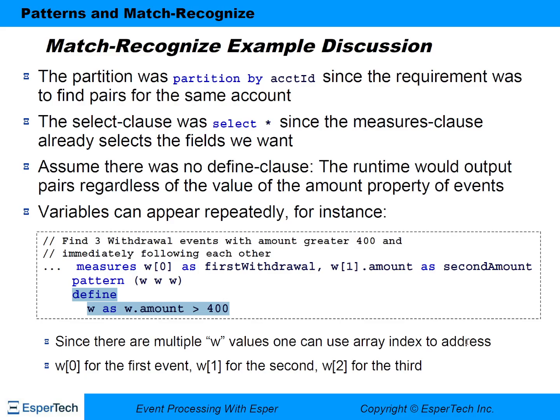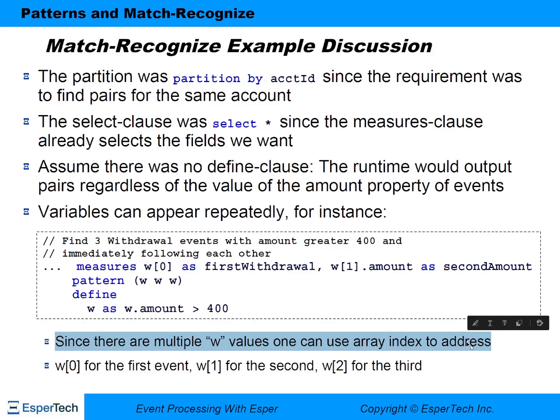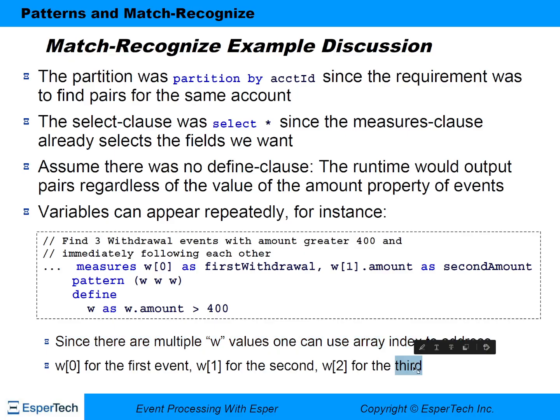Since there are multiple W values, one can use an array index to address each event. Say, W brackets 0 for the first event, W brackets 1 to address the second event, W brackets 2 to address the third event.